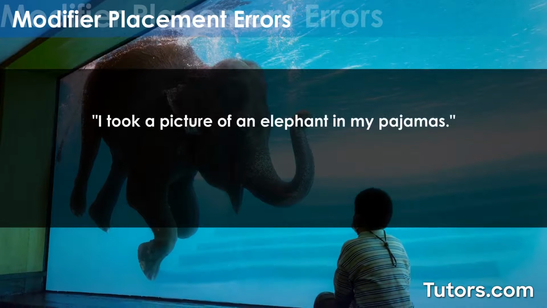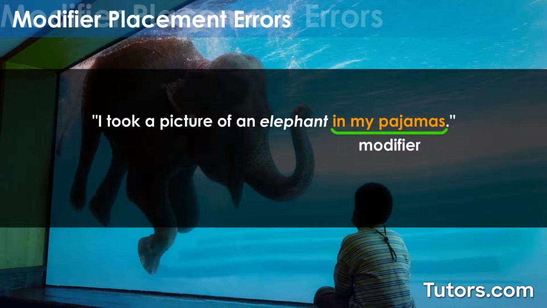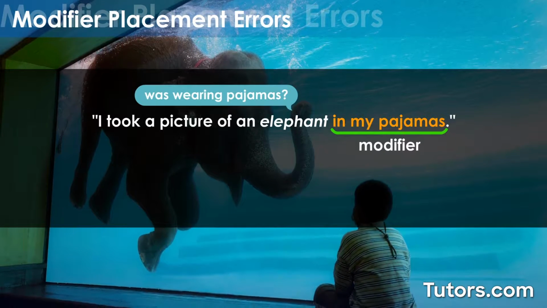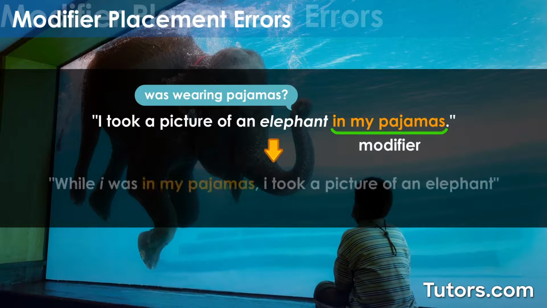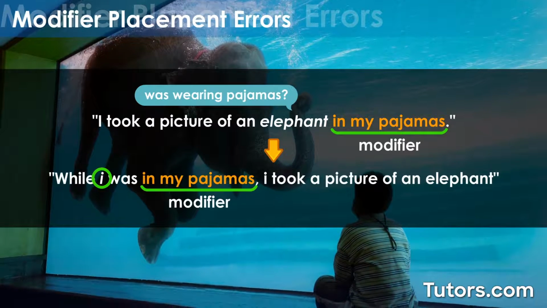"I took a picture of an elephant in my pajamas." The sentence suggests that the elephant was wearing pajamas rather than the photographer. Placing the modifier next to the subject of the sentence will help fix the error.